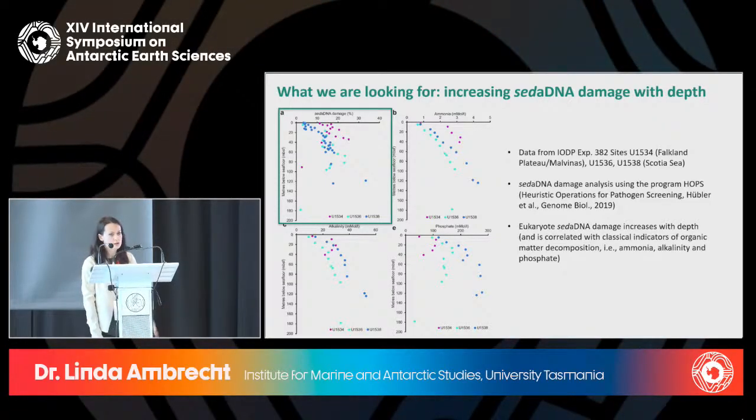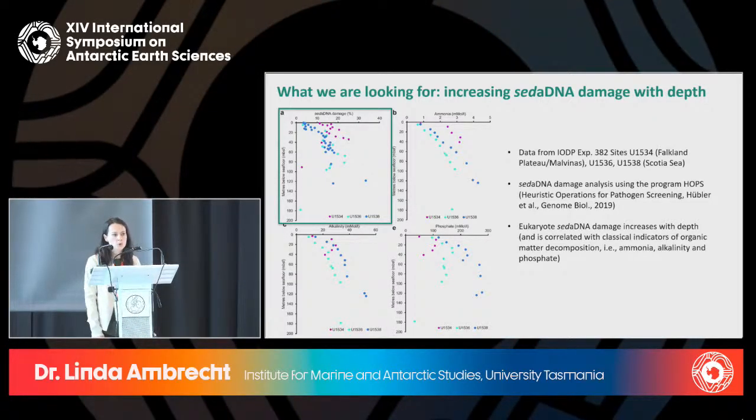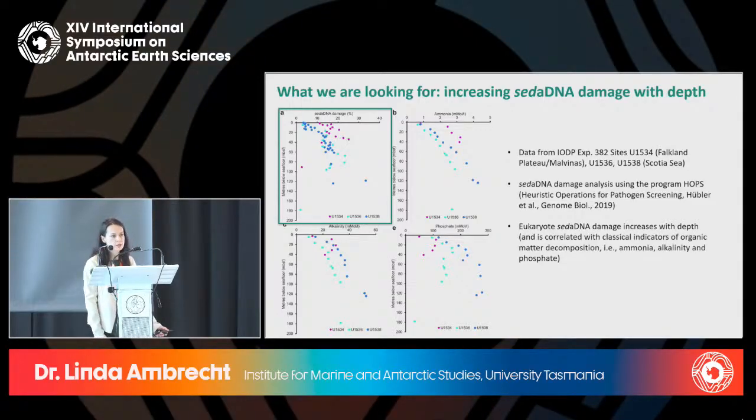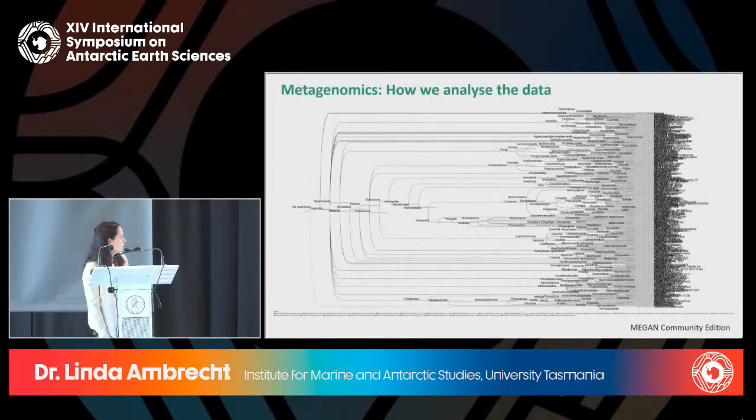And what we found is there's a very strong correlation with ammonia, with alkalinity, phosphate, so signals of organic matter decomposition. There's different programs that can be used to do these damage assessments. In our case, we use something called HOPS, but there's mapDamage and different techniques that can be used. And then, of course, we know that the DNA is ancient.